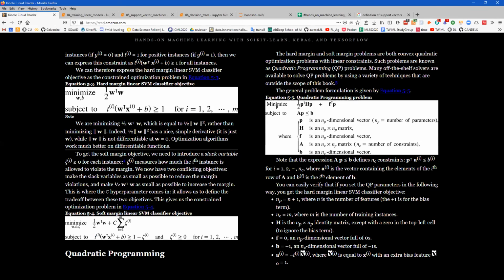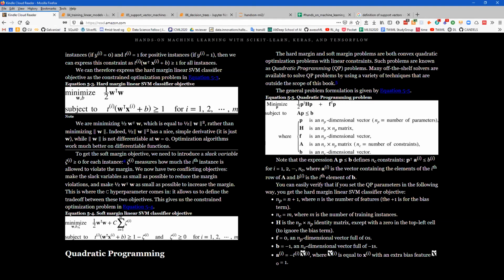Right? Yeah, so it says right here, now we have two conflicting objectives: make the slack variables as small as possible to reduce the margin violations, and make half of W^T W as small as possible to increase the margin. So basically what he's saying is that when you have a small half of W transpose times W, that actually increases the margin.